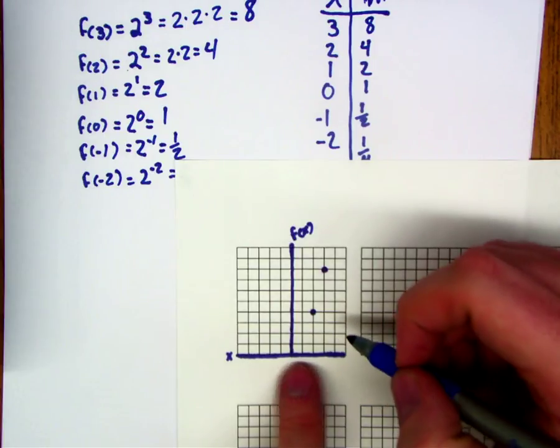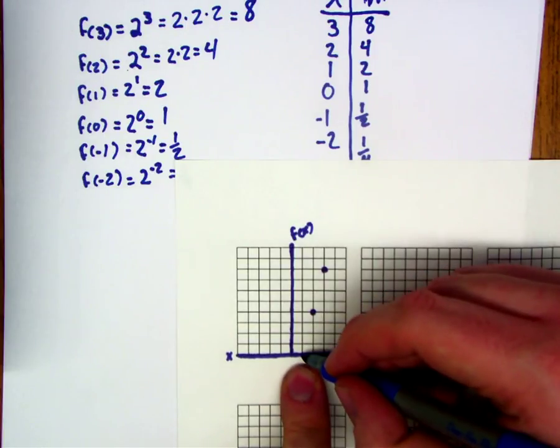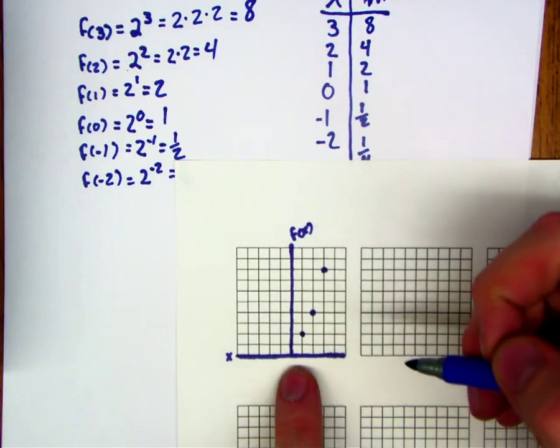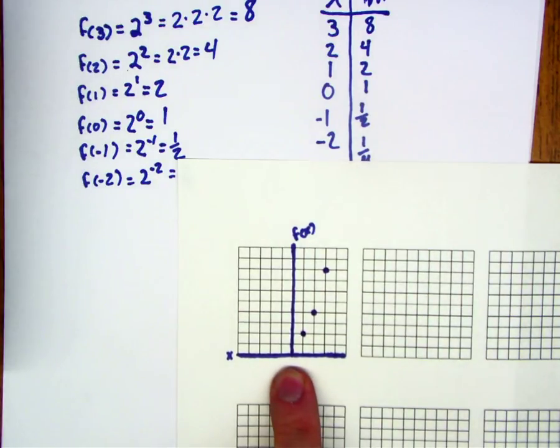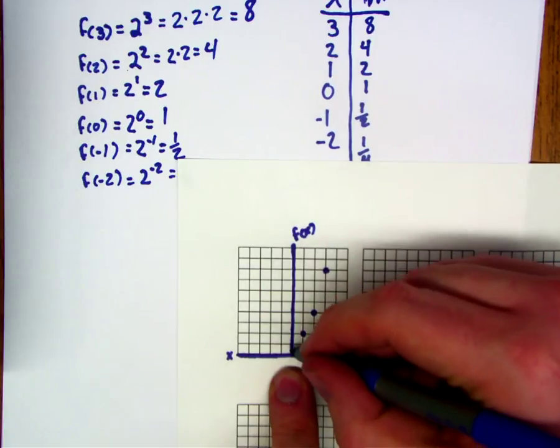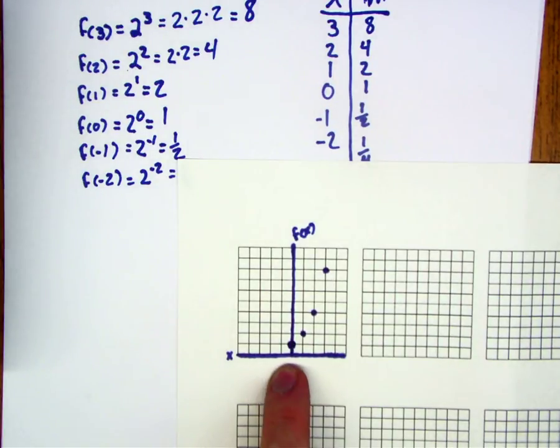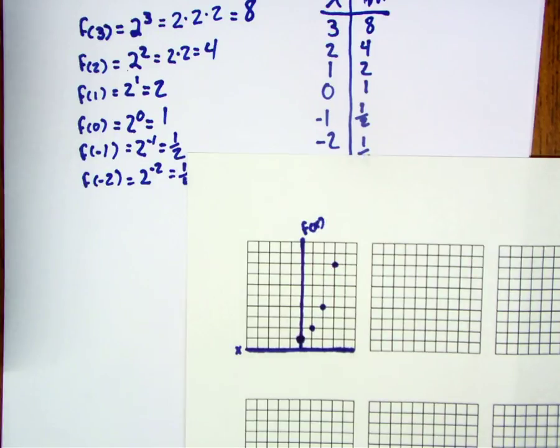Then for f of 1, go to x equals 1, go up 2. For my f of 0, I'll go up 1. Make that point a little bigger since my grid's kind of harder to read at that area.